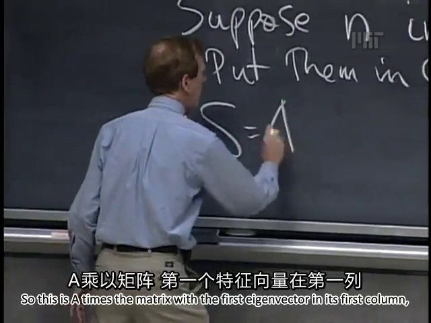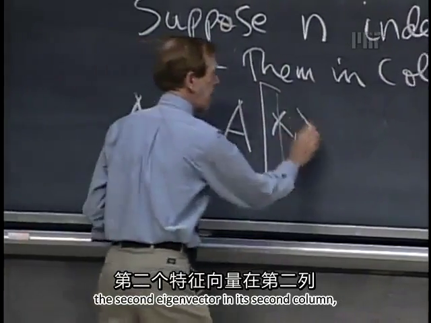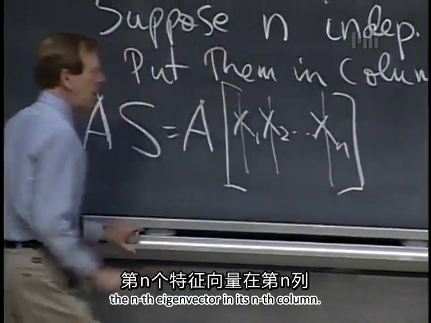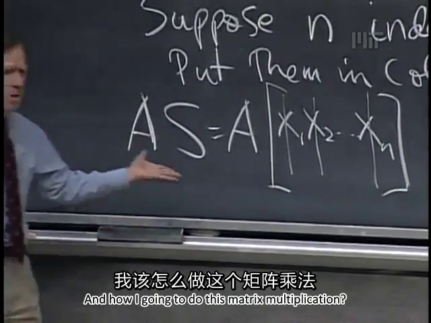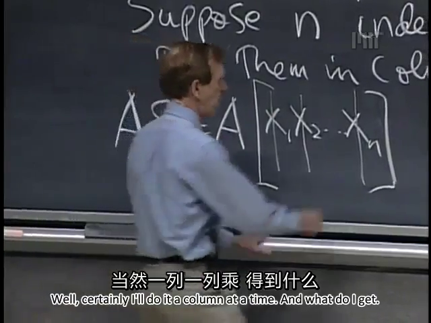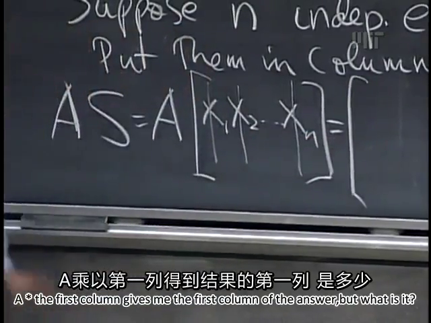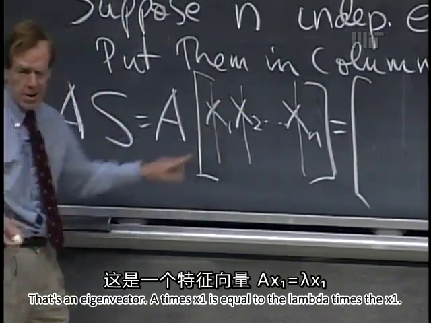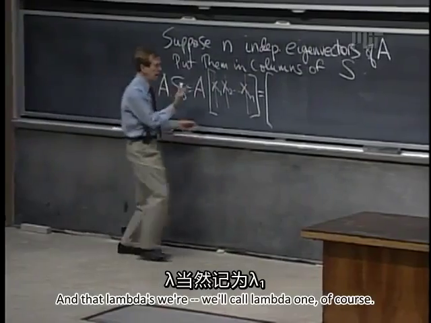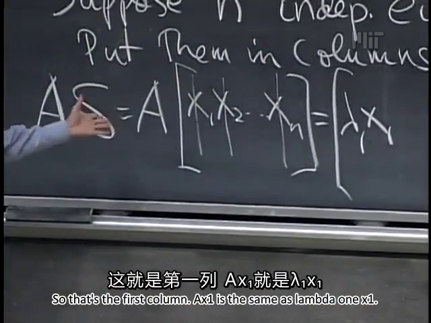So this is A times the matrix with the first eigenvector in its first column, the second eigenvector in its second column, the nth eigenvector in its nth column. And how am I going to do this matrix multiplication? Well, certainly I'll do it a column at a time. And what do I get? A times the first column gives me the first column of the answer, but what is it? That's an eigenvector. A times x1 is equal to lambda times x1. And that lambda we'll call lambda 1, of course.